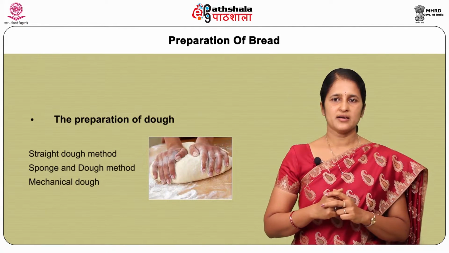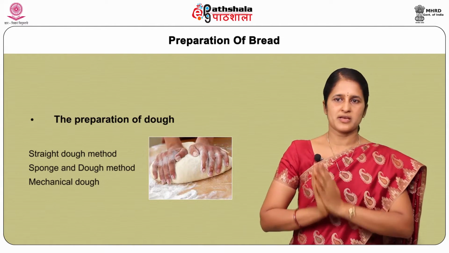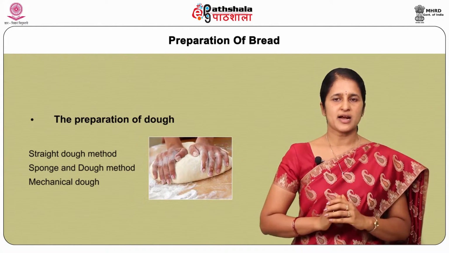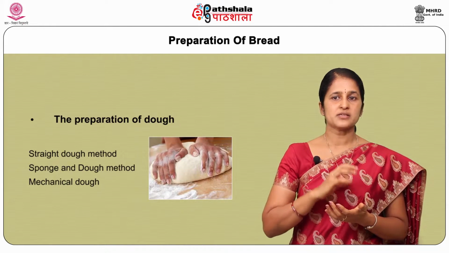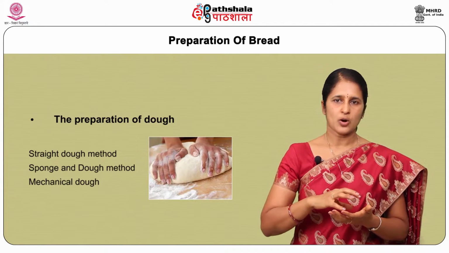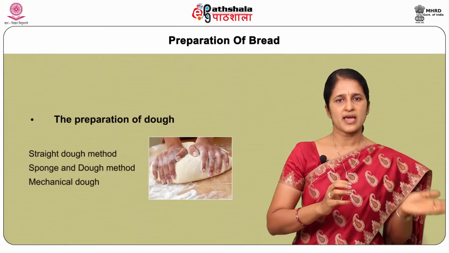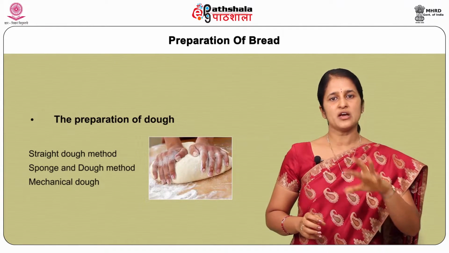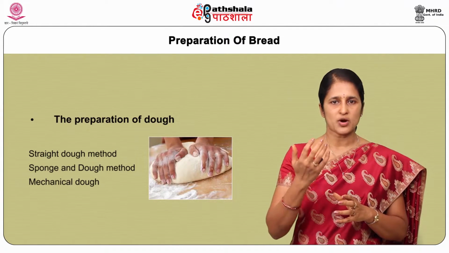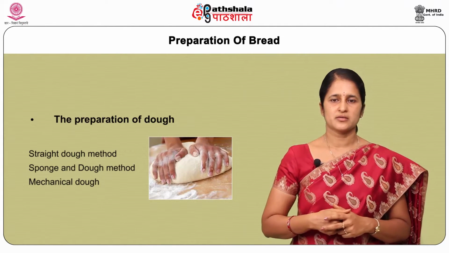In this method, the fermentation of the sponge and the development of dough takes place. The sponge generally contains 50 to 60% of the total flour to be used. It is made into a dough and then it is fermented. The fermented dough is again added to the remaining quantity of the flour, and again made into a dough and it is fermented.